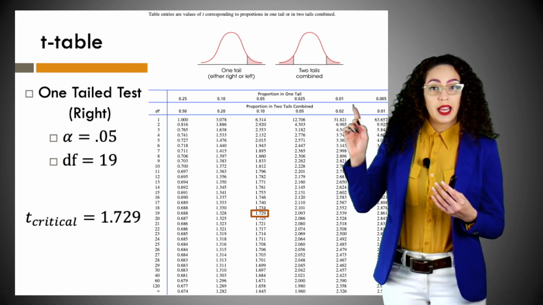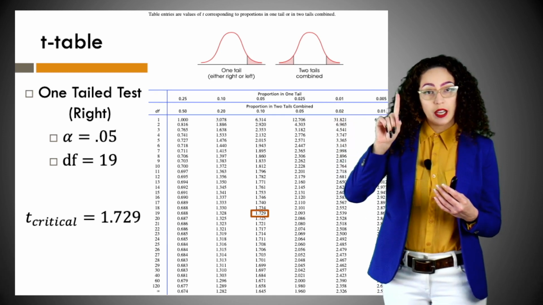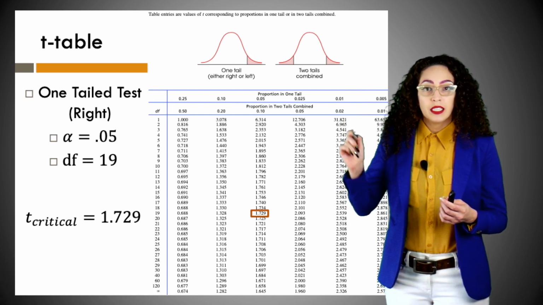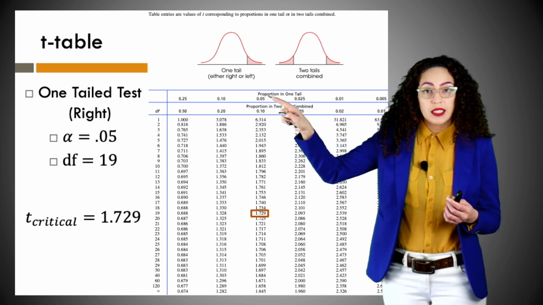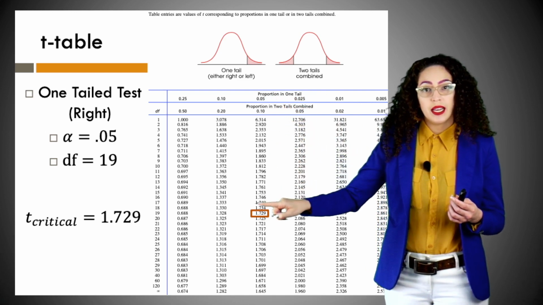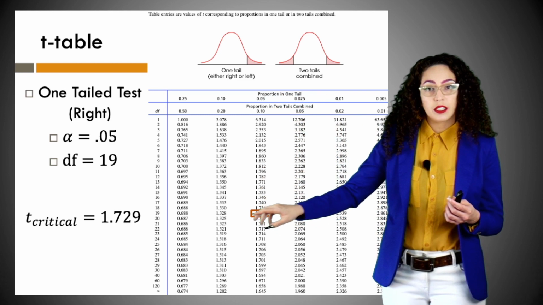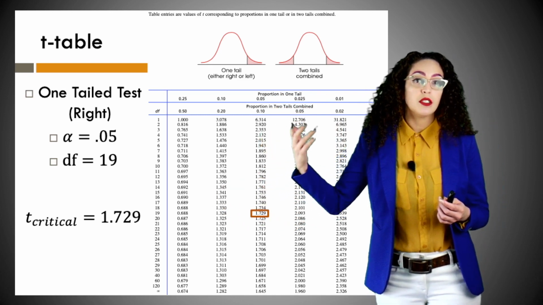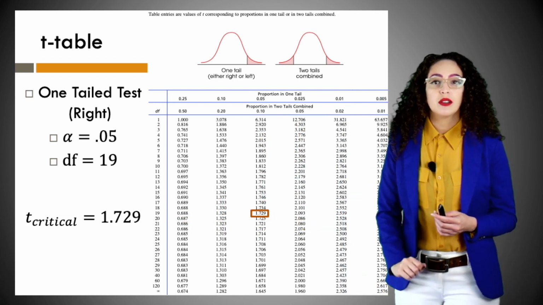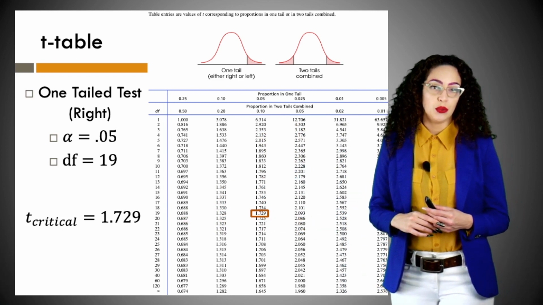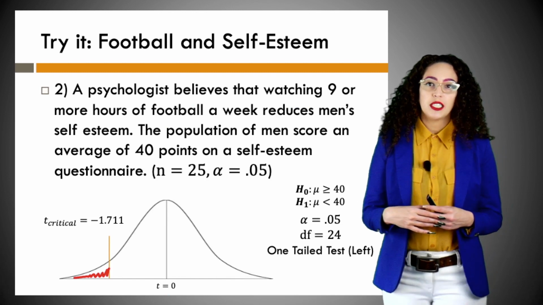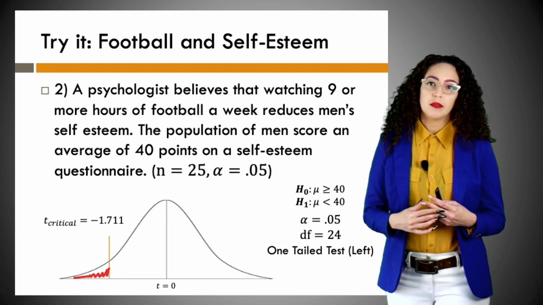Now we're looking at the proportion in one tail, because we are running a one-tailed right-sided hypothesis test. So we have 0.05 is the level we're testing at, and we're looking in the right column, the one-tailed, and we're going to go down, and we're also going to look for our degrees of freedom, which we had 20 people, 20 minus 1 is 19, so we find 19 and come across, and we find our critical value of 1.729.